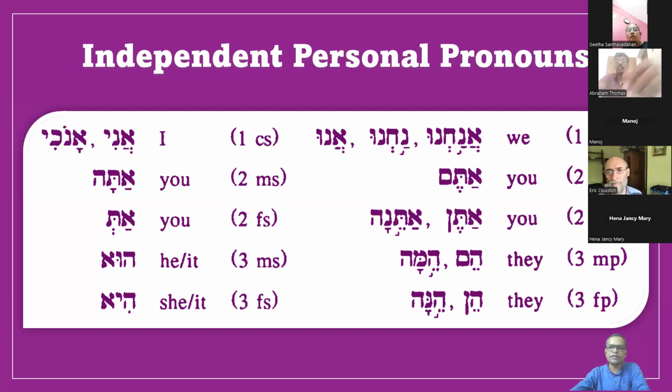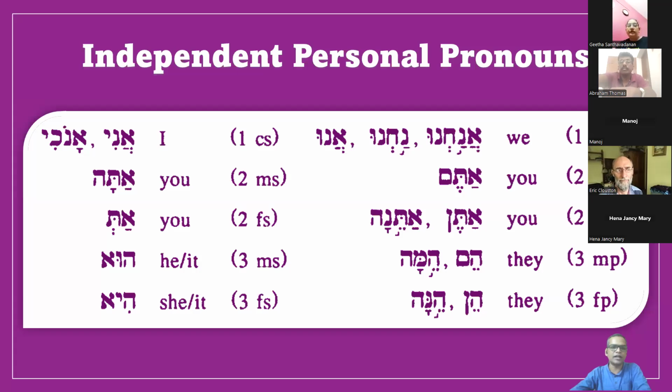Atem, you, second masculine plural. Aten or Atena, second feminine plural, meaning you. Hem, Hema, meaning they, third masculine plural. Hen, Hena, meaning they again, third feminine plural. All right, so you have to memorize this table and it will be helpful for you when we translate the passages.